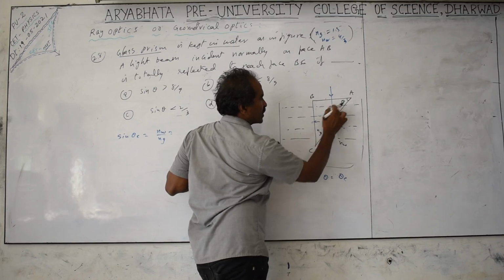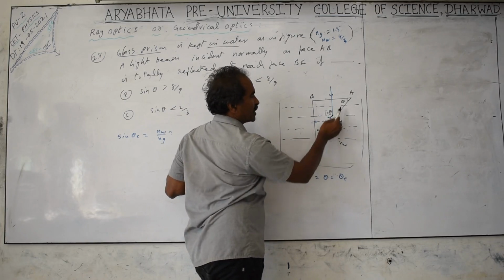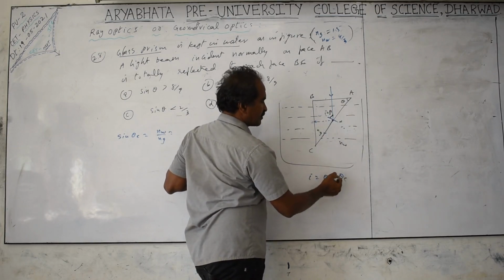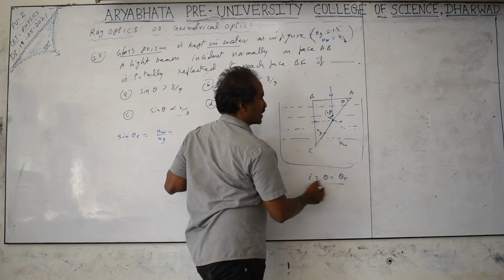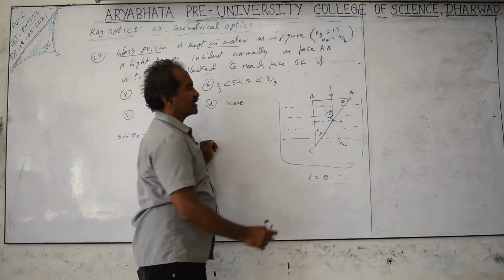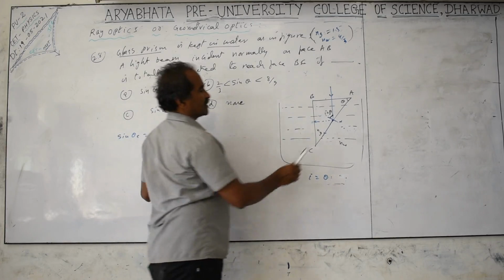The condition for TIR is that the angle of incidence should be equal to the critical angle. Here I equals theta. From geometry, we can prove that this angle of incidence with respect to the normal and this angle will be equivalent. I is equal to theta, but if it is theta C, then the light ray simply grazes the surface. For that purpose, you take the critical angle condition.